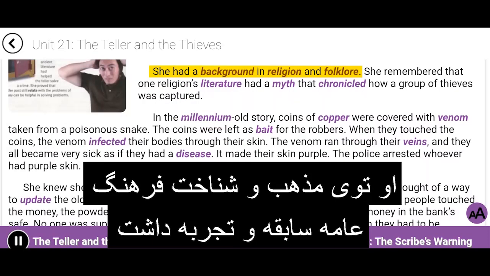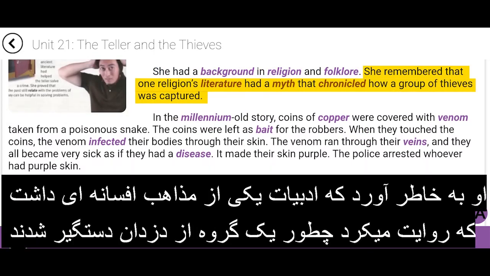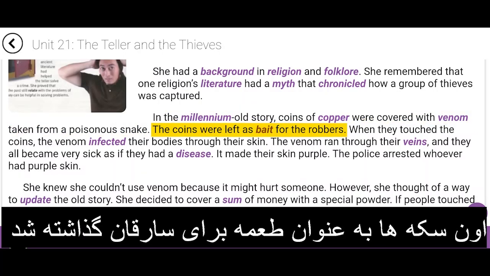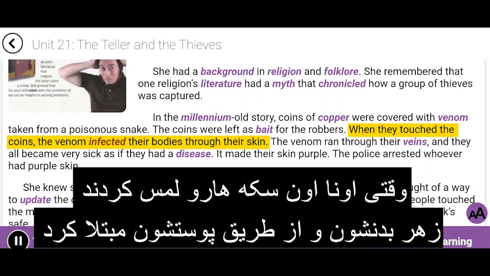She had a background in religion and folklore. She remembered that one religion's literature had a myth that chronicled how a group of thieves was captured. In the millennium-old story, coins of copper were covered with venom taken from a poisonous snake. The coins were left as bait for the robbers. When they touched the coins, the venom infected their bodies through their skin.